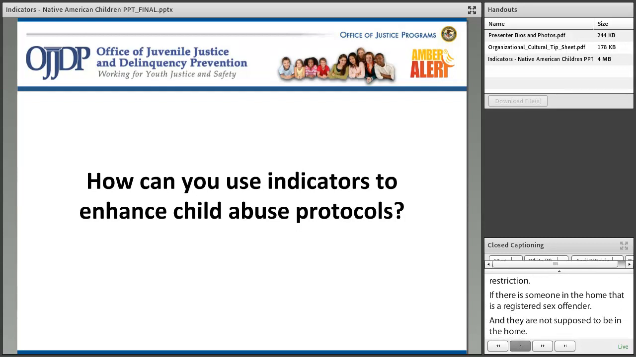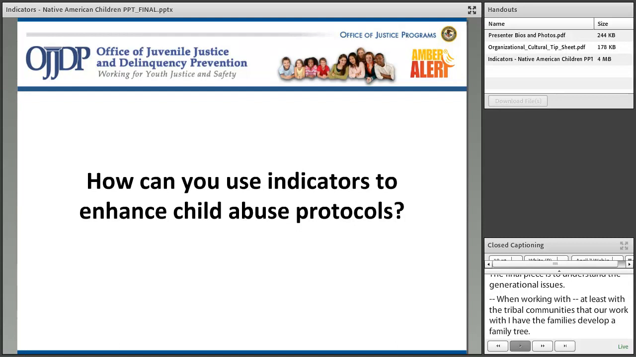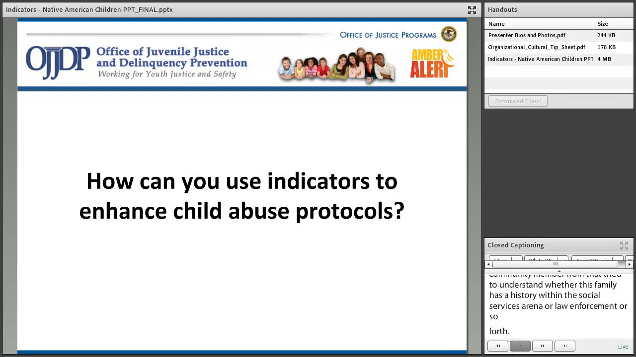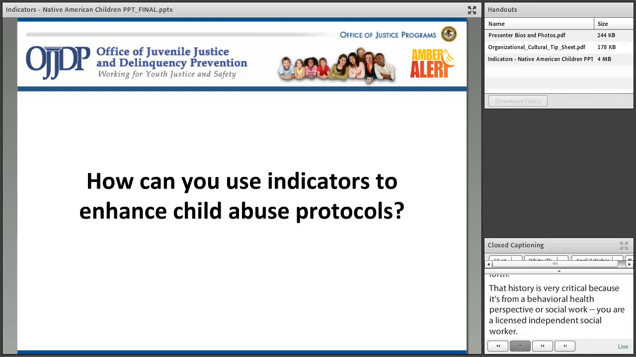And then the final piece, to understand the generational issues, is when working with small, at least the tribal communities that I work with, I have the families develop a family tree. I give them some time to do it, but that helps me go back and work with another community member who's from that tribe to understand whether this family has a history within the social services arena or law enforcement or so forth. That history is very critical because from a behavioral health perspective or a social work, if you're a licensed independent social worker, then you know that there are probably some approaches in your treatment plan that you need to take into consideration that will help reveal and provide an opportunity for discussion regarding historical issues and breaking that chain of violence or neglect.